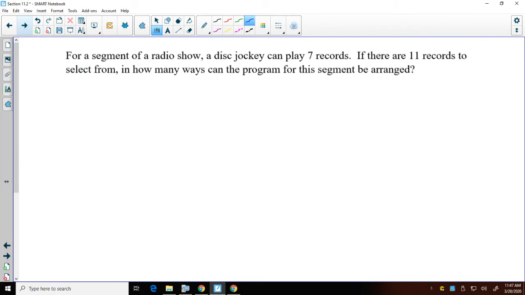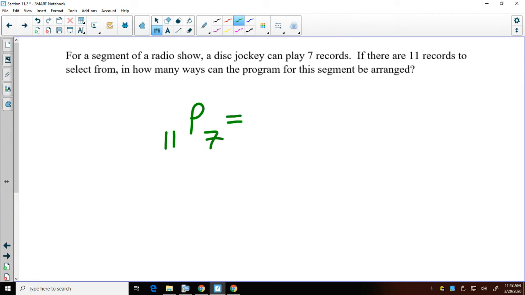So in here, a segment for a radio show, a disc jockey can play 7 records. If there are 11 to select from, how many ways can we do this? So this is definitely nPr. This is not a duplicate because we're not going to replay records. We're going to play them once. So how many records do I have total? I have 11. n is 11. What's the r? I can only choose 7. So I had 11 records, and I'm only going to choose 7.